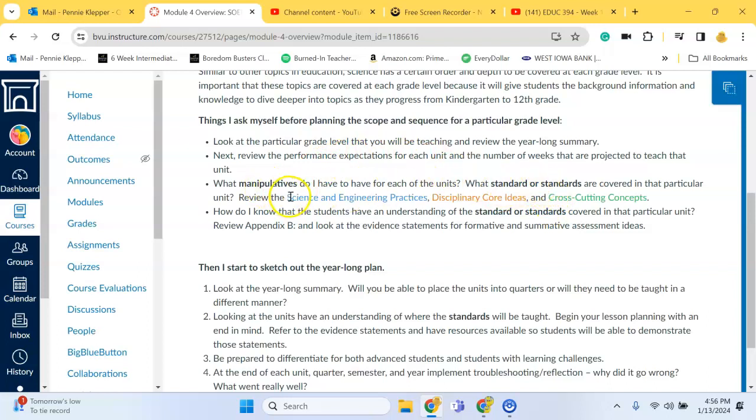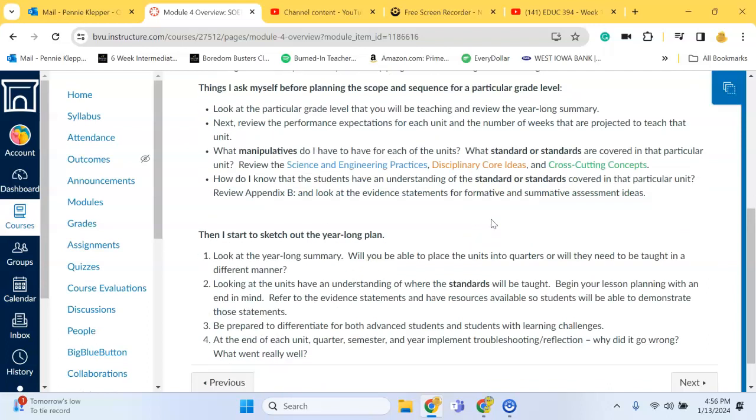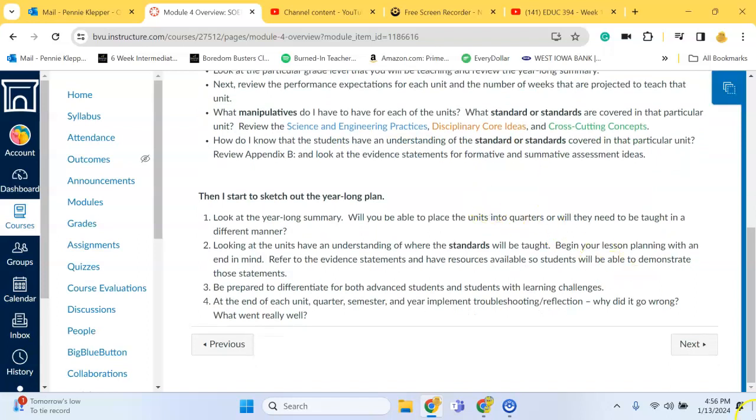Here, once again, we're color coding to help you figure out the science and engineering practices, the disciplinary core ideas, and then the cross-cutting concepts. And then also we want to look at the standards covered in a unit and how do you know that they understand it? Whatever evidence can you gather?